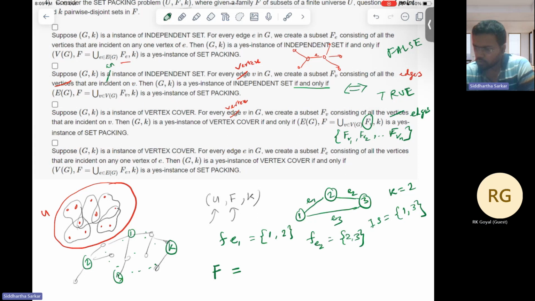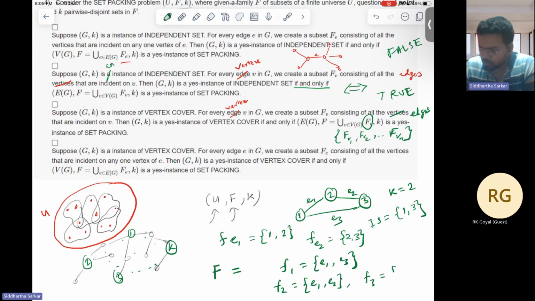Now what will happen? So 1 and 2 is here the vertex cover, right? One family is the family corresponding to 1, that is E1, E3. Another family is the family corresponding to 2, that is E1, E2. Another family is the family corresponding to 3, that is E2 and E3.